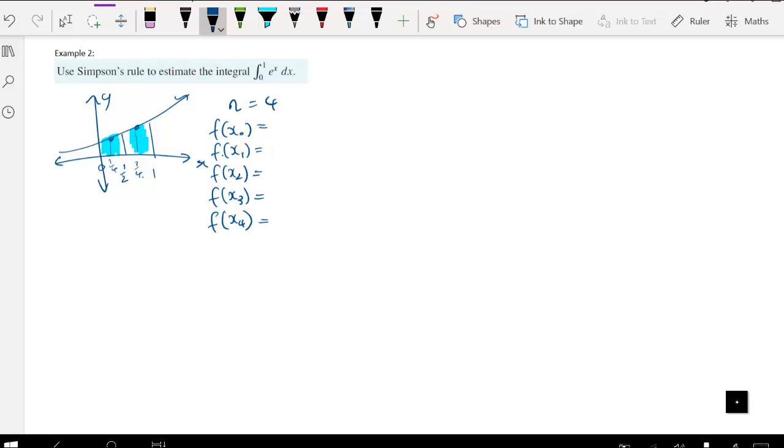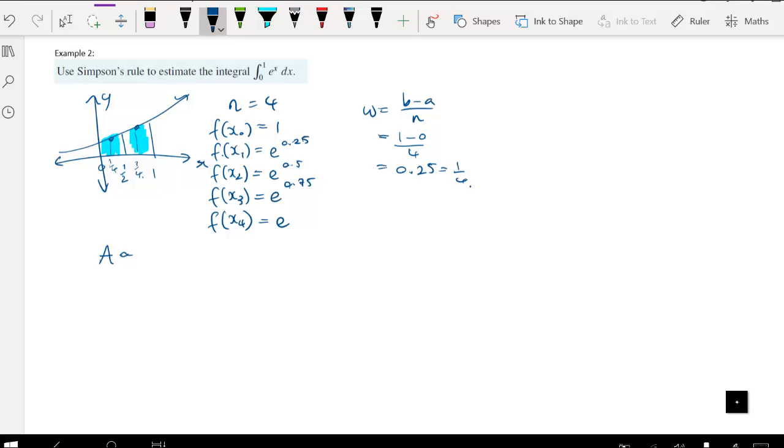So f of x0, e to the power of 0 is 1. We've got e to the power of 1/4, so e to the power of 0.25, e to the power of 0.5, e to the power of 0.75, then e to the power of 1. All right, so calculating out this area, or approximating this area, it makes sense that we should know what our width is. So width is b take a on the number of sections. So that is, we have 1 take 0 on 4, and we end up with 0.25, or 1/4 as our width.